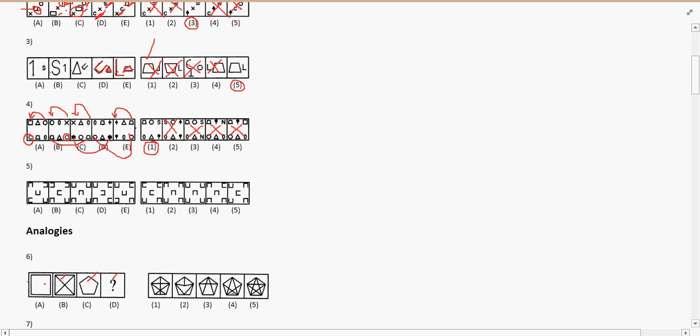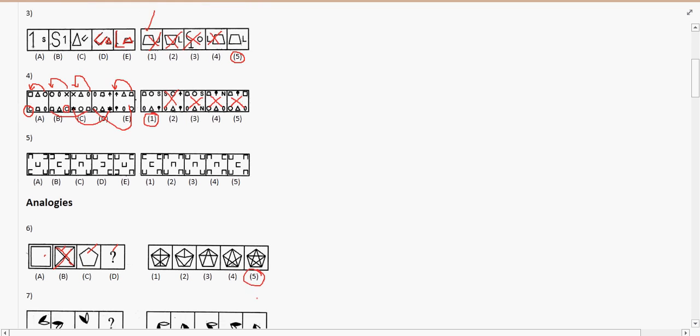So let's go to question 6, which says there was a square, and in the second figure all the diagonals are joined. Now we have a pentagon, and the next figure would be with all the diagonals joined. So which of them has all the diagonals joined? It is only option 5. So it has to be the fifth.